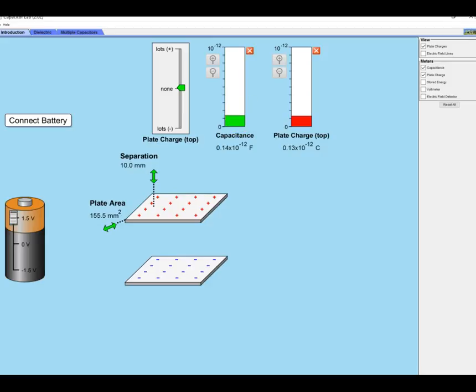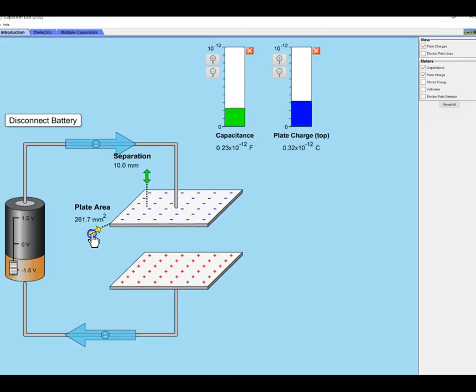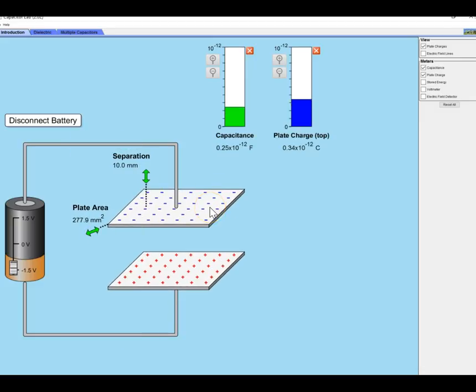Let's say I connect this battery over here again. I think of it like a parking lot. Let's make this plate negative up here and put the electrons all up here now. When I increase the area of this, I'm basically increasing the size of my parking lot, so I can accommodate more charge, or more electrons, on that plate.